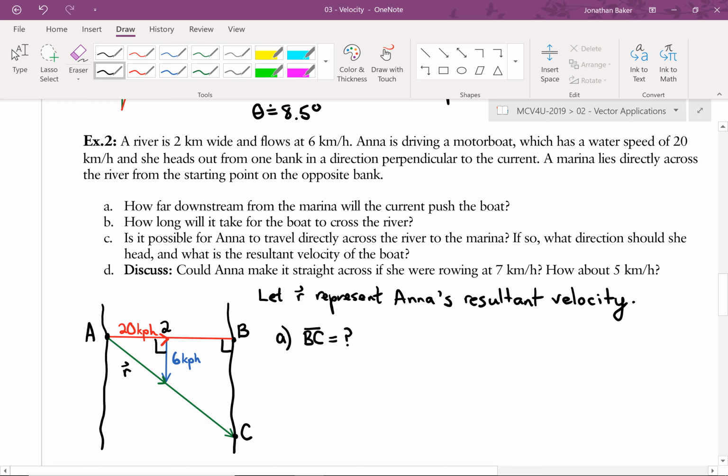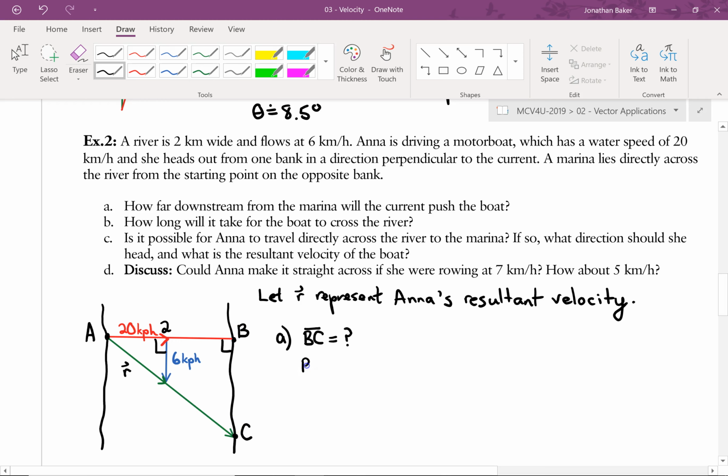So what we really have here is two similar triangles, right? We have ABC, and then we have this velocity triangle that we made using our velocity vectors. And since we know two sides of the velocity triangle, we could get the other side, BC, relative to AB. So let's set up a ratio.